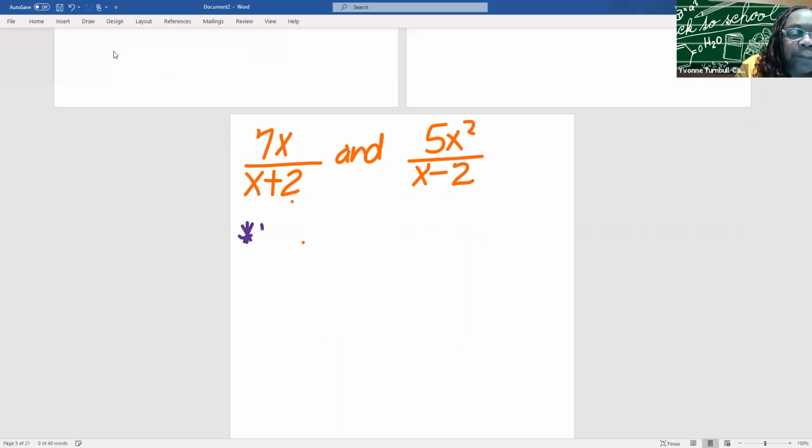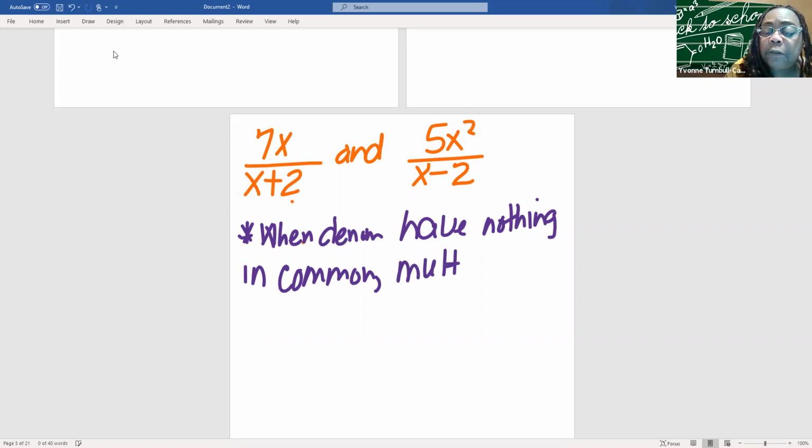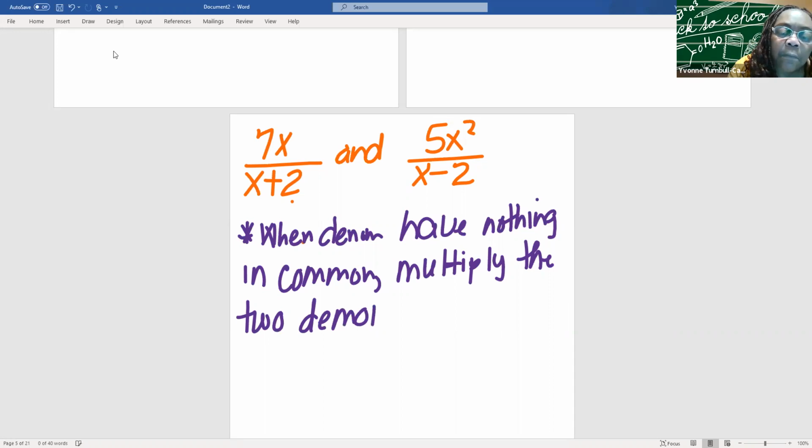When denominators have nothing in common, you multiply the two denominators to get the LCD.